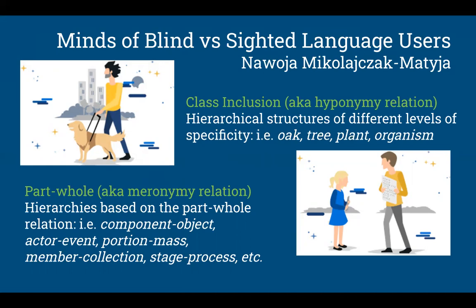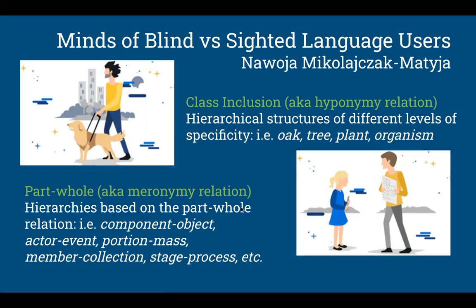Polish nouns. The mental lexicon is conceived as part of the memory store, which includes the language user's knowledge of the words. Elements of the lexicon, which are called lexical items, are organized in several ways on the basis of hierarchical relations. The 2 that this study focuses on are class inclusion and part whole.